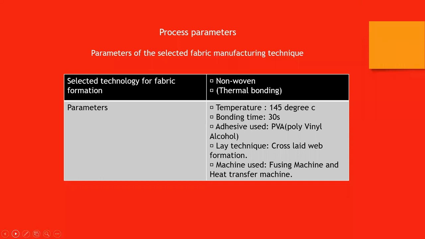Process parameters of the selected fabric manufacturing technique. Selected technology for fabric formation: non-woven thermal bonding. Temperature 145 degrees Celsius, bonding time 30 seconds, adhesive used PVA, polyvinyl alcohol. Lay technique: cross lay. Web formation machine, fusing machine and heat transfer mixer machine. Next page.